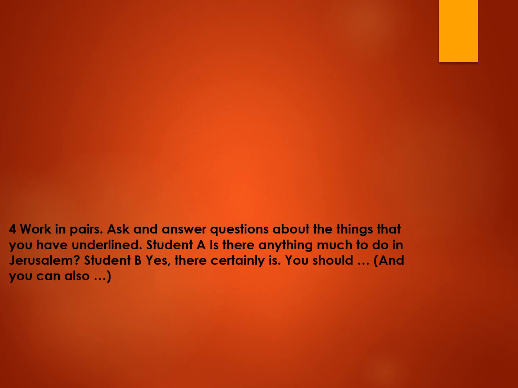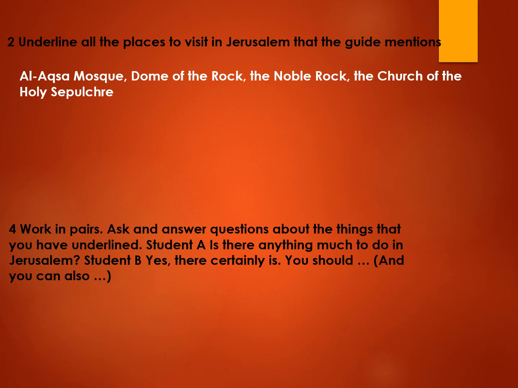part of this activity. I will read the questions and you will try to answer them. Now, question number 2, underline the places to visit in Jerusalem that the guide mentions. In this question, you will go back to the text and try to find the answer. You have 2 minutes. Okay, now let's check your answer. We have Al-Aqsa Mosque, Dome of the Rock, the Noble Rock, the Church of the Sepulchre. Now, you have 1 minute to check your answers and correct the mistakes.